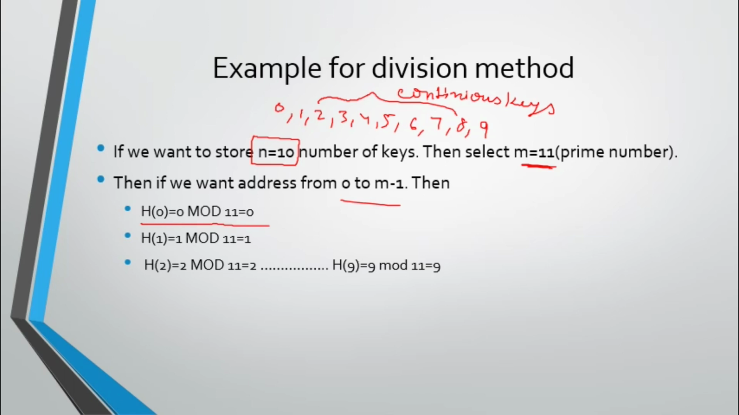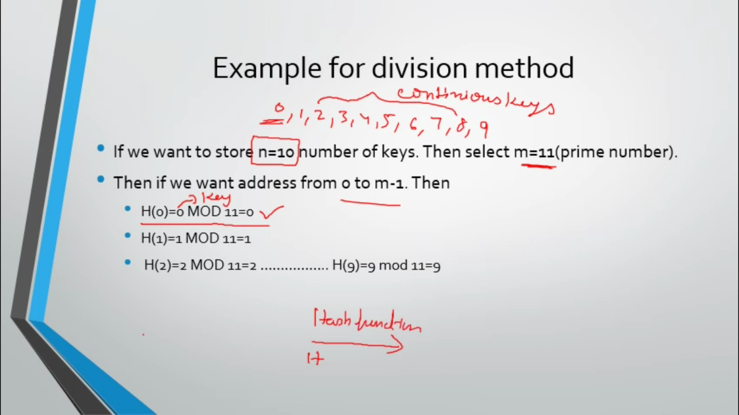Say you have h of 0 here. What is 0 here? This is nothing but the key, the first key, 0. Now you have to map this 0: 0 mod 11. What address will 0 get? So 0 mod 11 is the hash function.